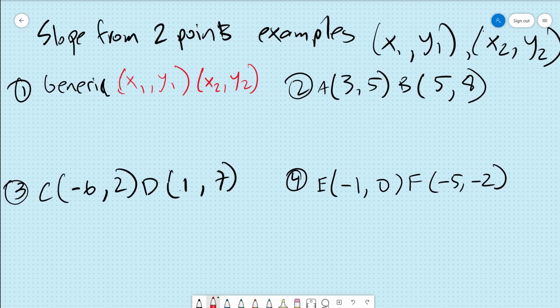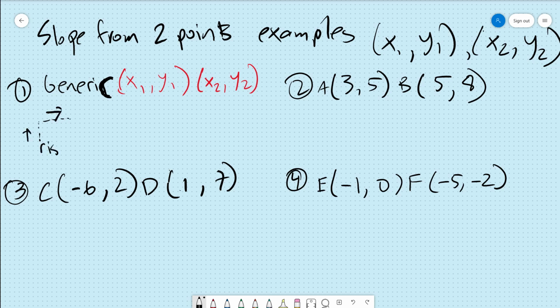Hello, this is going to be my video on how to find a slope from 2 points. I'm going to start by doing a few examples, especially starting with a generic example. So if I have any point, a slope, reading from left to right, should always be how fast it's going up versus how fast it's going to the side.